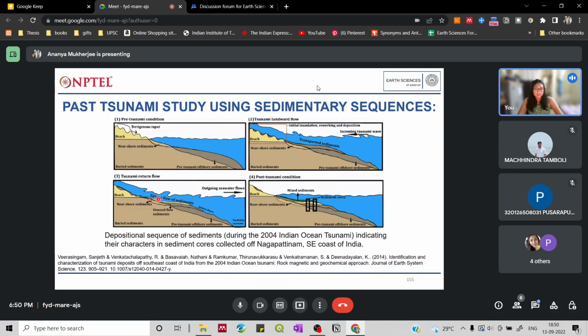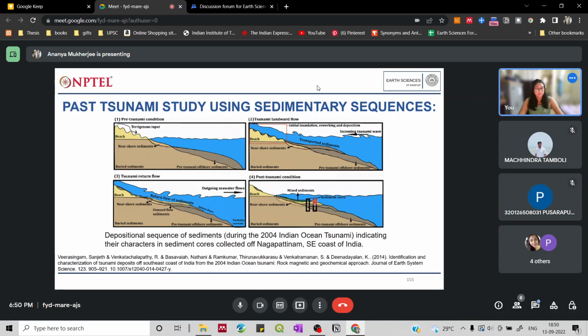Now once the tsunami has receded, there are no new incoming waves, so there will be a return flow of sediments. The return flow will take up more of the beach sediments and start depositing them over the near shore sediments, and partly on the offshore sediments. You can see this is debris flow. This is a kind of mixture of whatever has been taken back by the water when it starts receding after the tsunami has taken place.